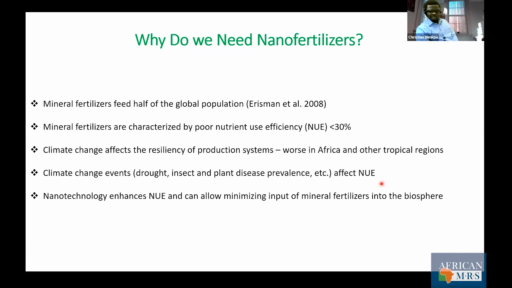And this is worse in places like Africa and other tropical regions due to the environment. Climate change events, which include drought, insects, and plant disease prevalence, affect how plants use nutrients, which again adds to the issue of low use efficiency. And it's appearing increasingly certain that nanotechnology can enhance nutrient use efficiency and allow for minimizing input of mineral fertilizers into the biosphere. So what more can we ask for if we can have a system that allows us to do all of this, increase our yield by using lower rates?